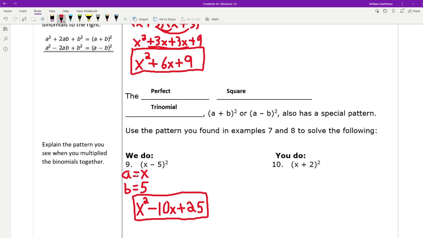I can see this being a squared. If I square one side, I square the other. I can see the end being b squared. 5 squared is 25. And then my middle piece is double the product of a and b. That gives me 5x. Doubled, it gives me 10x.